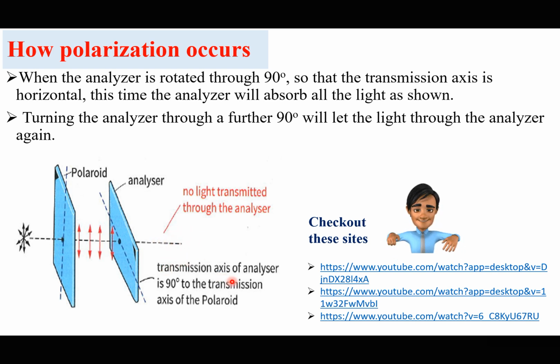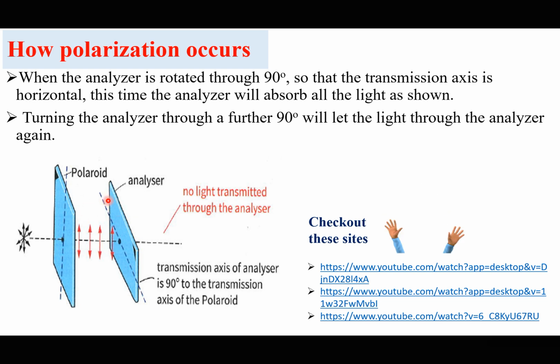So the transmission axis of the analyzer is 90 degrees to the transmission axis of the polaroid. If the transmission axis has been rotated through 90 degrees, it means there will be no intensity. The intensity of the light coming out from this side is going to be zero. No light is transmitted out because the electric field of the transmitted light from the first polarizer is incident to an axis of transmission which is perpendicular to their direction. Therefore, there will be no transmission.